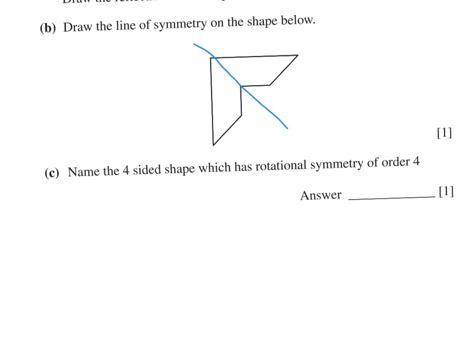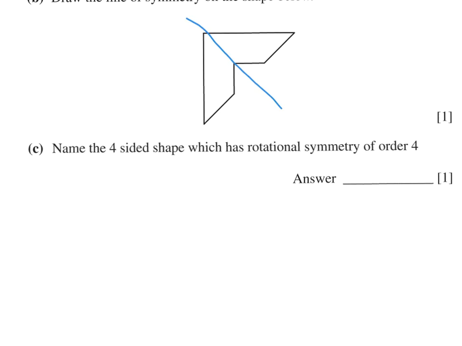Name the 4-sided shape which has rotational symmetry of order 4. That should be one just simple recall that you know off by heart. That is a square.